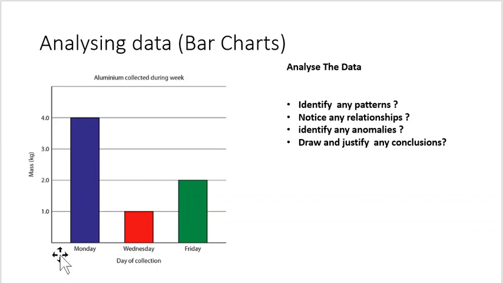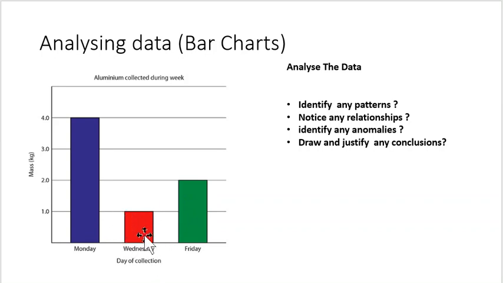So again, the relationships: how do the days of the week relate to the amount of aluminium being collected? We can see that there seems to be a relationship that between the start of the week and the end of the week, that seems to be when the most aluminium is collected, whereas in the middle of the week, that seems to be where the least amount of aluminium is collected.